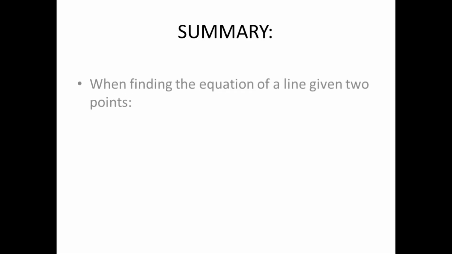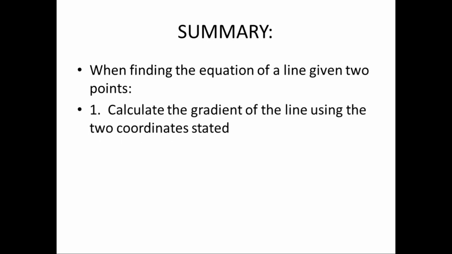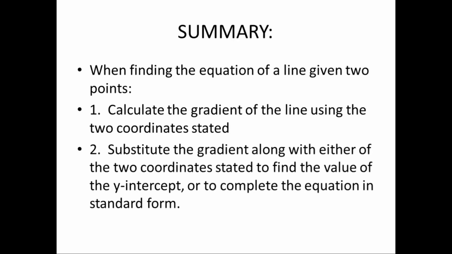Let's summarize what we learned today. When you are given 2 points on a line and you're to find the equation, first thing you do, calculate the gradient of the line using the 2 coordinates stated. After you calculate the gradient of the line, you substitute the gradient along with either of the 2 coordinates stated to find the value of the y-intercept if it is to be found in slope-intercept form, or to simply complete the equation in standard form.